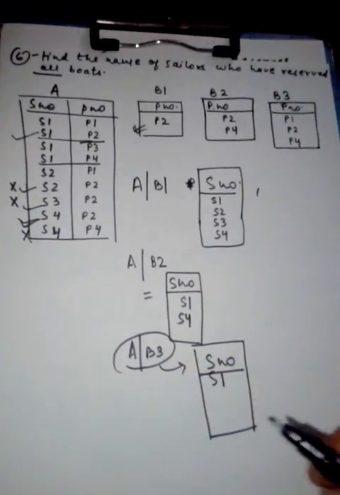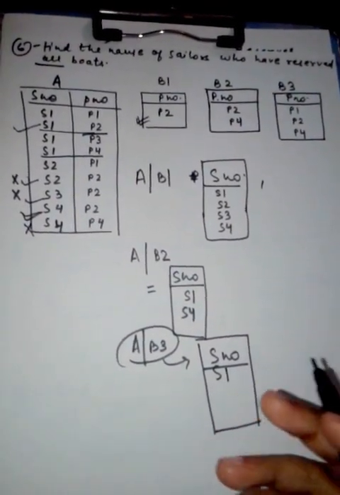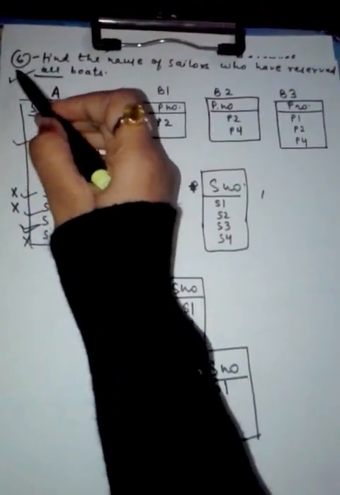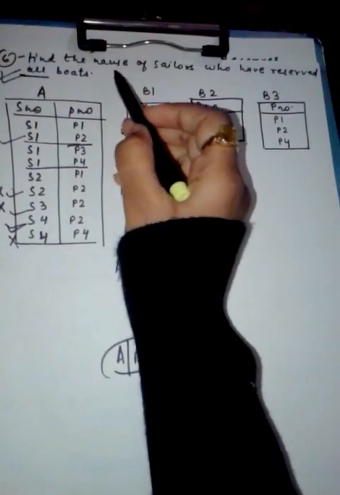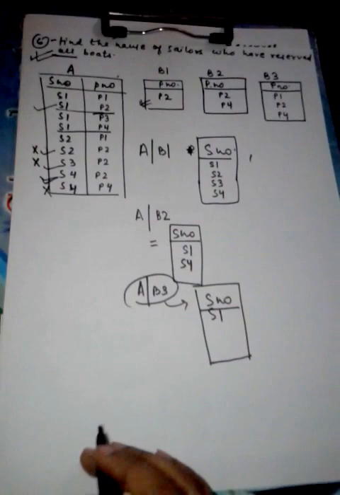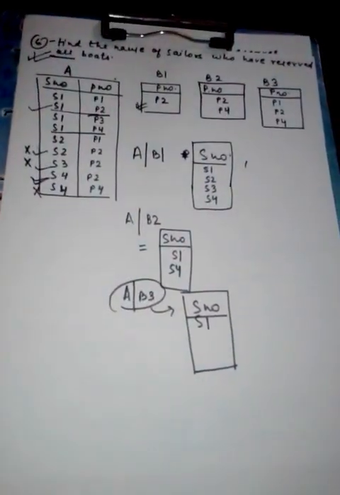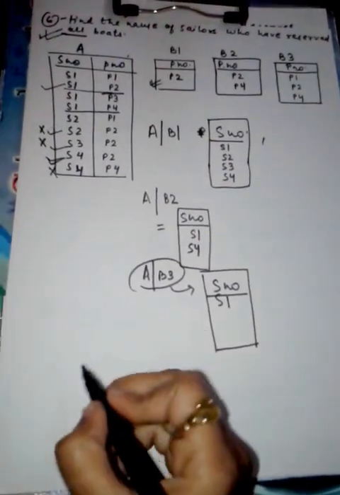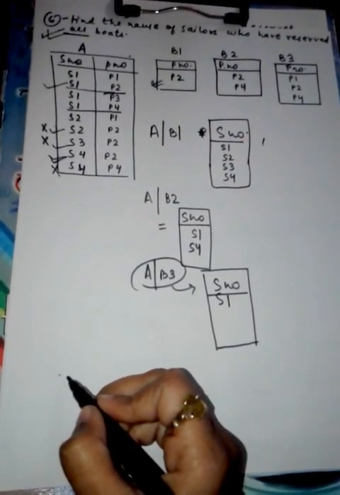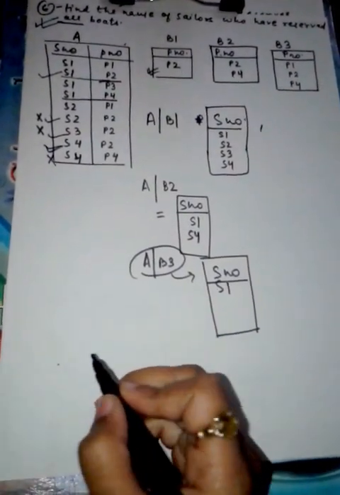So in this way the division operation is performed. I think the division operation is clear to you. Now proceed with our query which asks: find the names of sellers who have reserved all boats. For solving this query, first of all we use the rename operation and the division operation. We also use the natural join operation for linking tables.